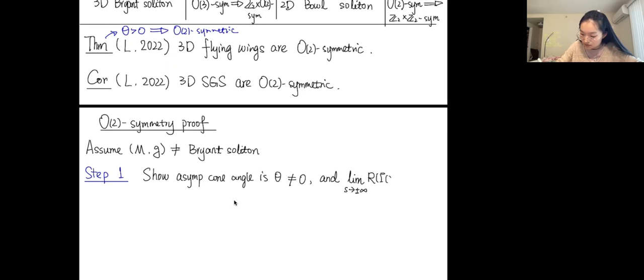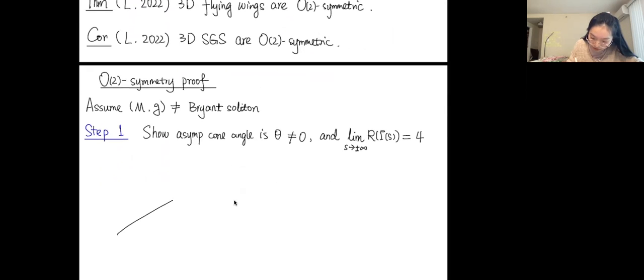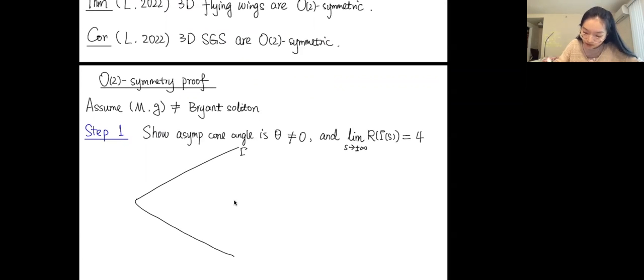Okay, so let me first write this down. The picture of the soliton is now like this, and here's a curve gamma. We can find such a curve gamma so that along this curve at infinity, the scalar curvature has a positive equal limit at these two different ends. And after rescaling, we can assume this is equal to 4.